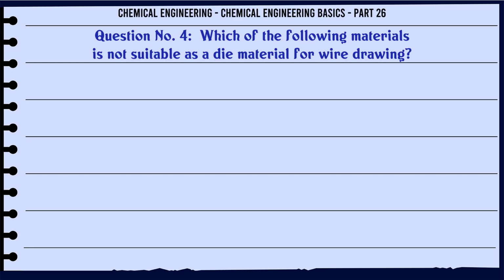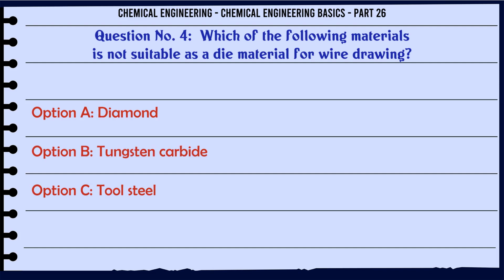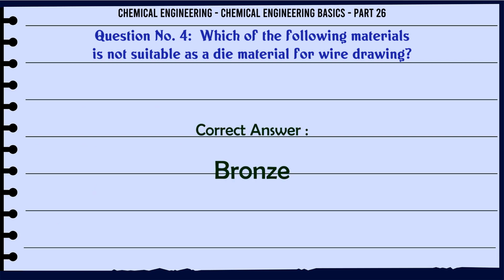Which of the following materials is not suitable as a die material for wire drawing? A. Diamond, B. Tungsten carbide, C. Tool steel, D. Bronze. The correct answer is bronze.